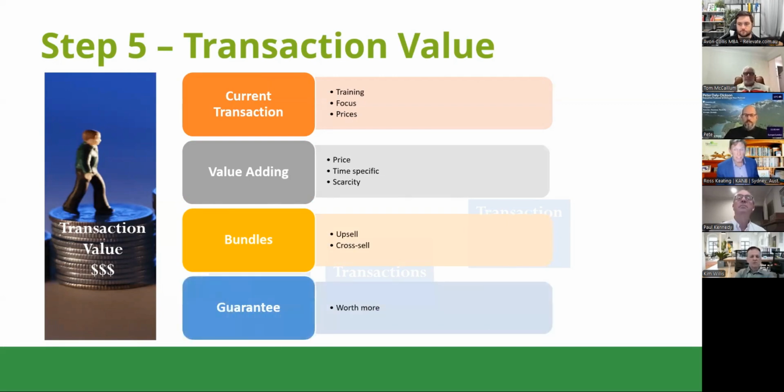And guarantees are worth more. I know of a roofing company that offered a money back guarantee if it isn't done right, but they charged three times as much as the competition, and they were an extremely profitable customer.